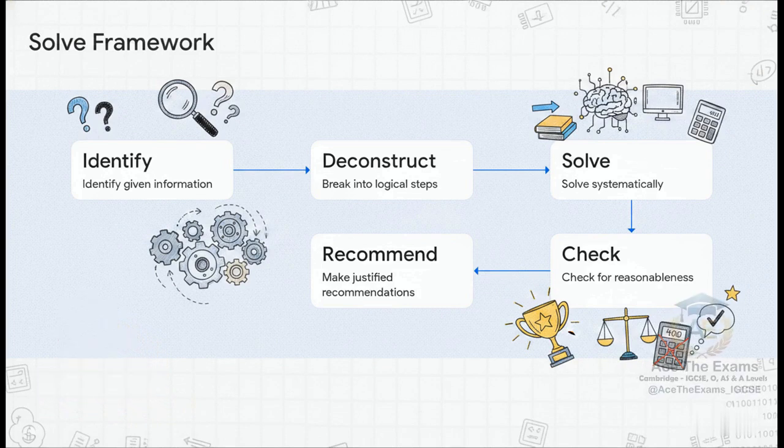Step 2, break the complex problem into smaller, logical steps. Step 3, solve systematically using the structured knowledge we've discussed today. Step 4, check for reasonableness. This is huge. If your calculation suggests a processor will take 400 years to execute a basic loop, you have missed a boundary condition or made a massive arithmetic error. Step 5, make justified recommendations.